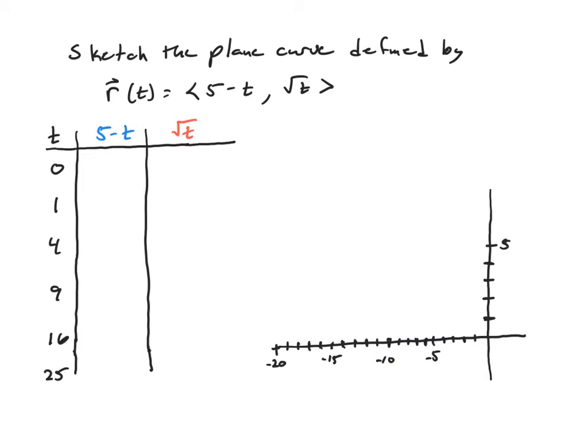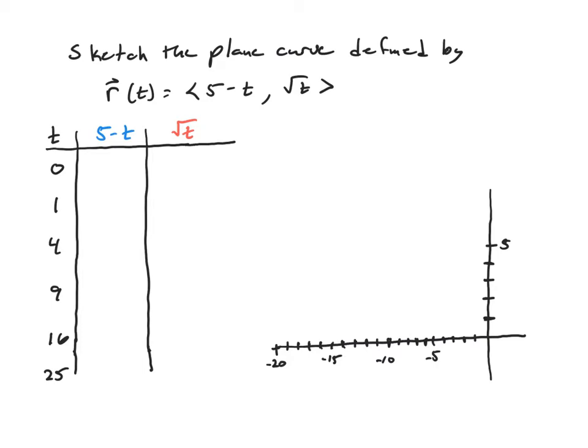So when we work with this, I'm going to plug in these values for t first. I picked these values for t mainly because of this part right here where we had a square root. I wanted to use ones that had perfect squares or perfect square roots for t to make my life a little bit easier.